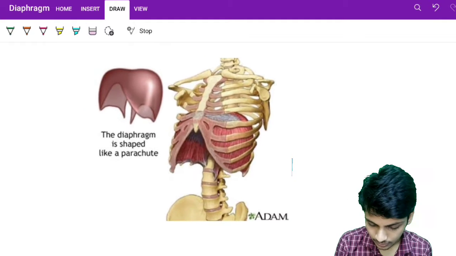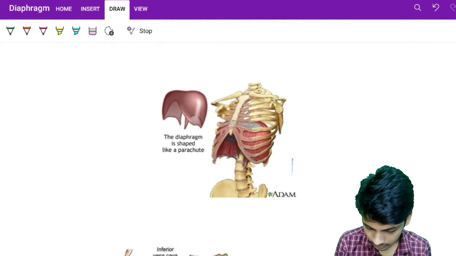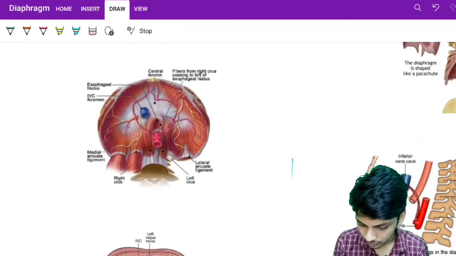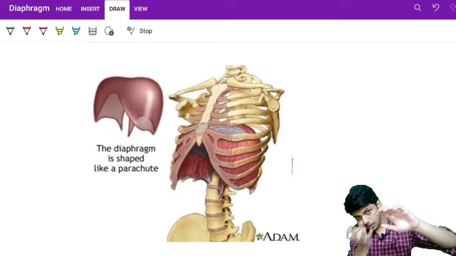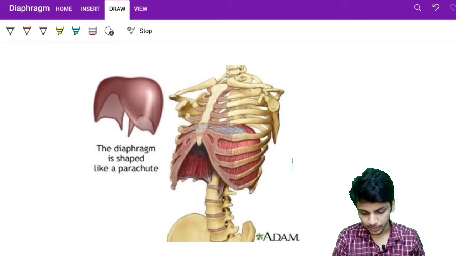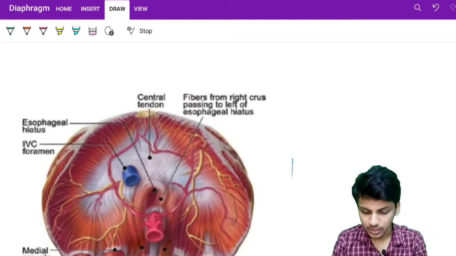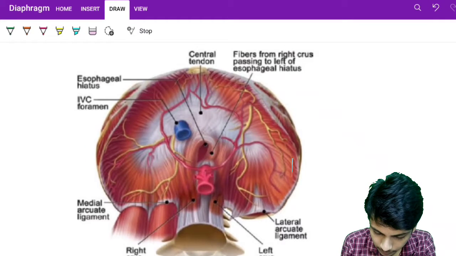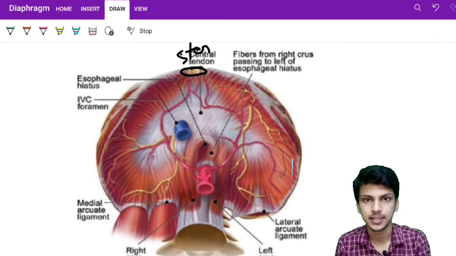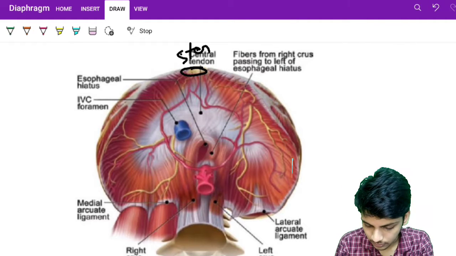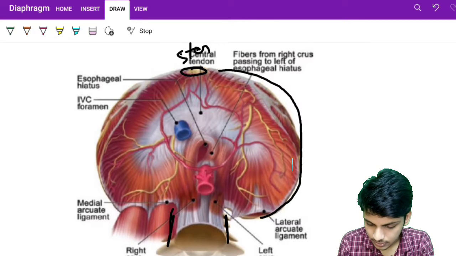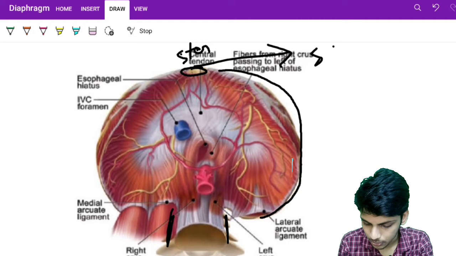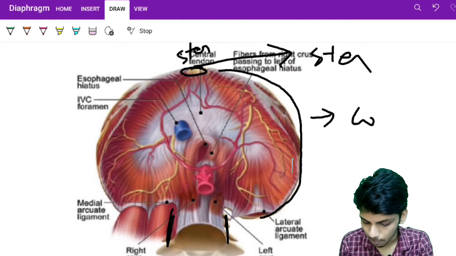See here, this is the upward view. This is how the diaphragm is. If we look from below, the diaphragm will appear like this. This is the sternum here. To be specific, it's the xiphisternum, and these are the ribs here, and these are the lumbar vertebrae. So this is the sternal part, this is the costal part, and this is the lumbar part.